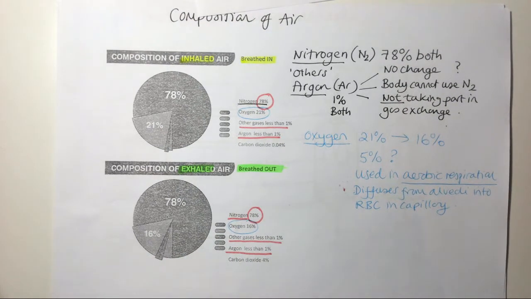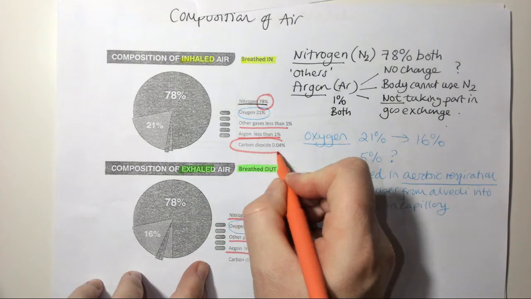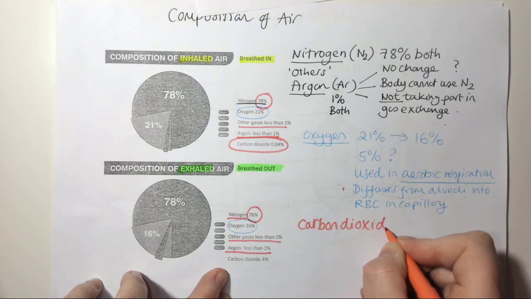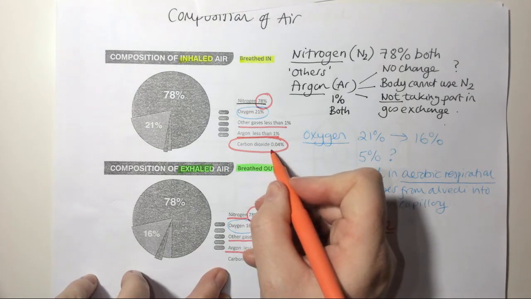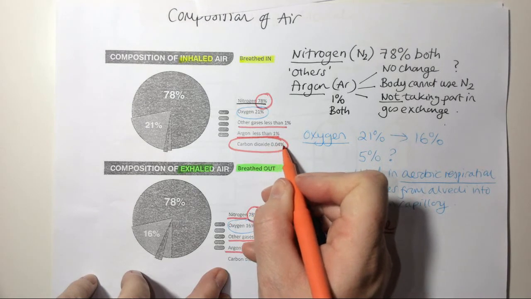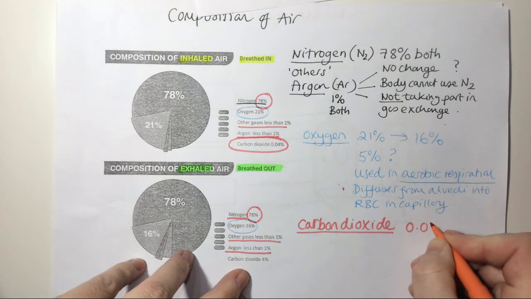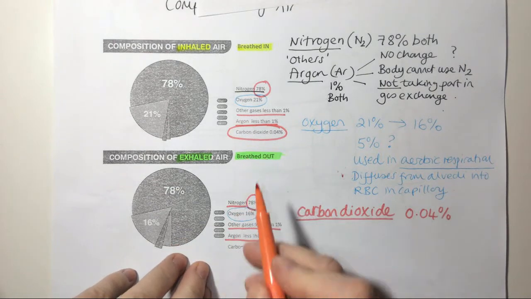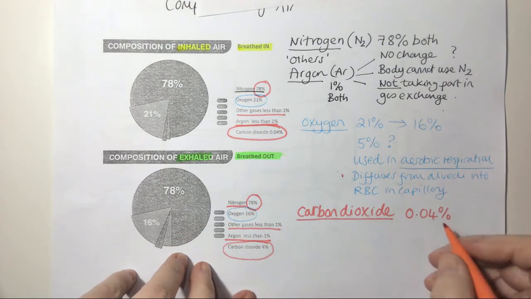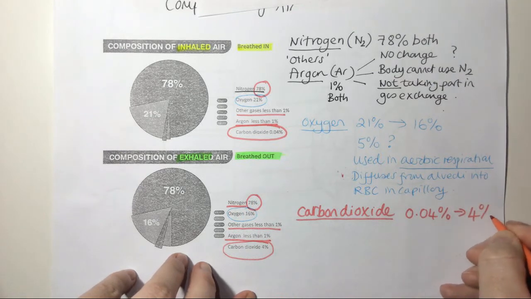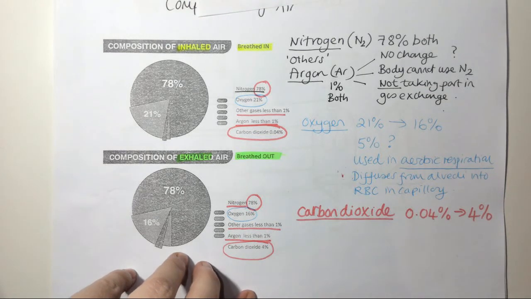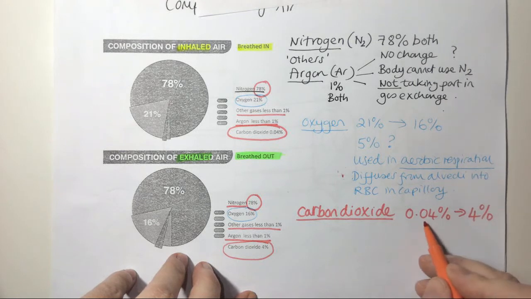Let's have a look at the next one, carbon dioxide. The carbon dioxide that we breathe in is 0.04%. It's a really small amount. 0.04% of the air is carbon dioxide. The breathed out air, let's have a look, is 4%. That's actually quite a big increase. Quite a big change. That's 100 times more. So we breathe out an awful lot more than we breathe in.